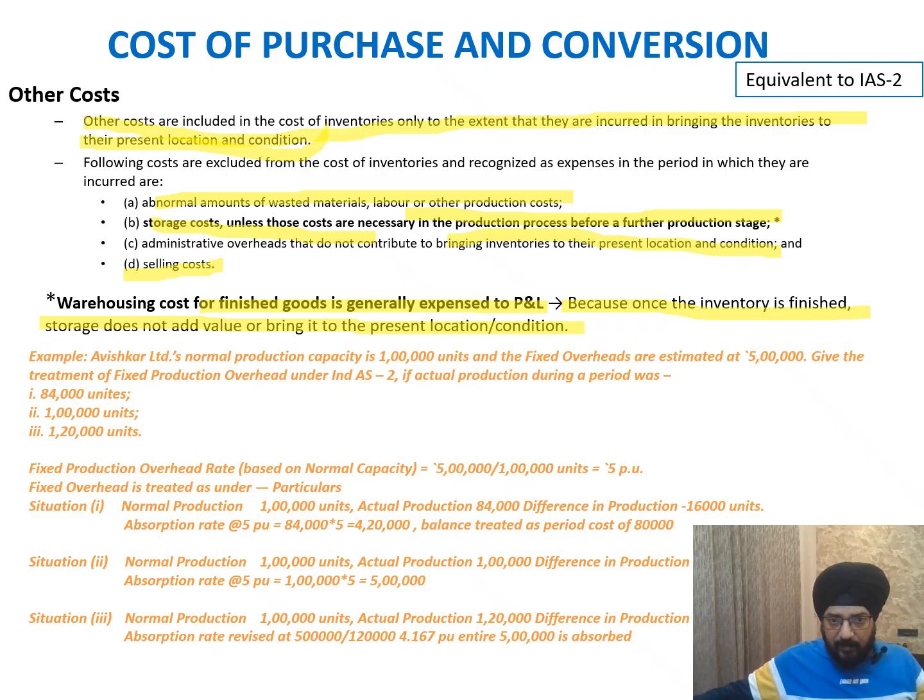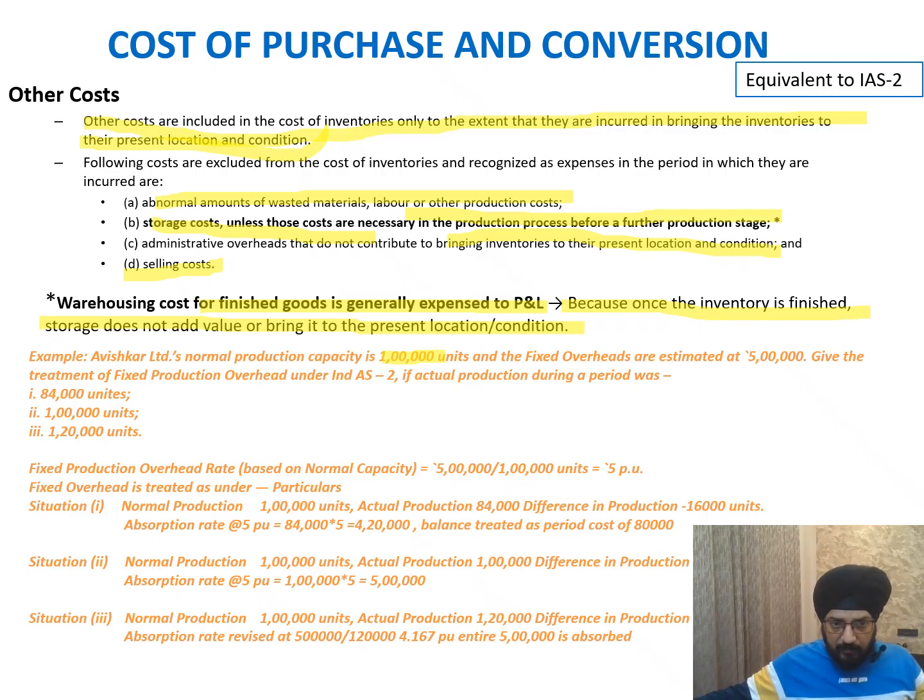So we have taken an example here to show how the normal capacity, which we discussed in the last slide, is used to evaluate the absorption percentage for my inventory. Let's say Akasha Avishkar Limited normally produces 1 lakh units, and fixed overhead is estimated at 5 lakh. Given these estimates, consider the treatment of fixed production overhead as per IND AS 2, with actual production of 84,000, 1 lakh and 1,20,000. When the production was 84,000, my overhead cost was under-absorbed to the extent of 80,000, and that under-absorbed cost of overhead will be charged to the P&L in the same year.